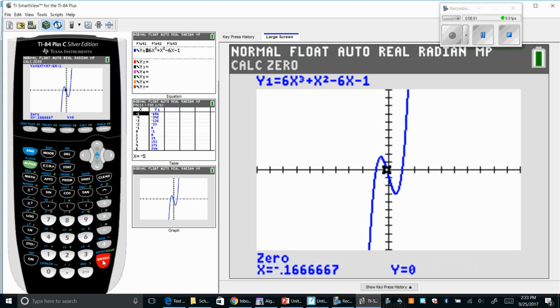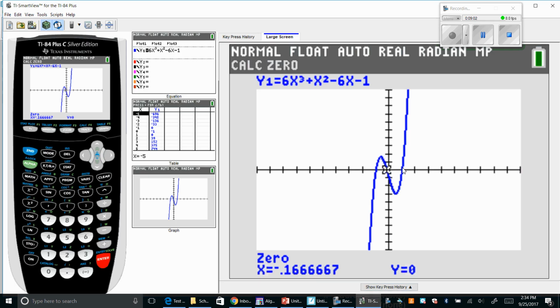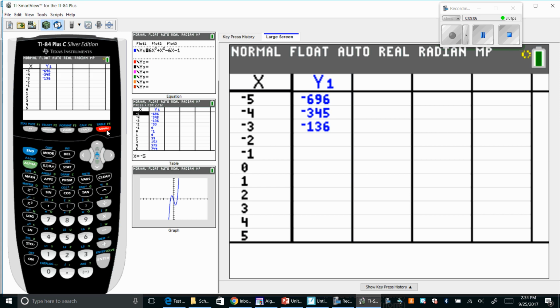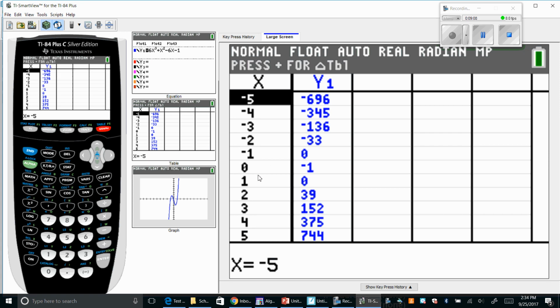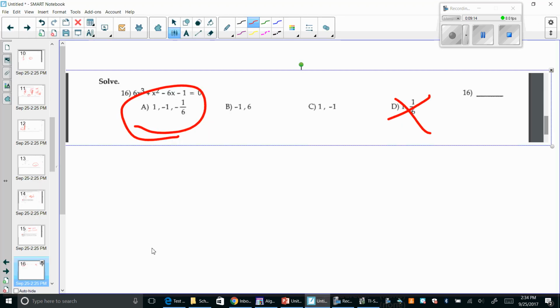I get -0.166667. That's -1/6. So my choice is going to have to be A, because -1 and +1, and I can check the table to make sure both of them are zeros. -1 is a 0, +1 is a 0, and there's another 0 at -1/6. So that's my answer. All right, next.